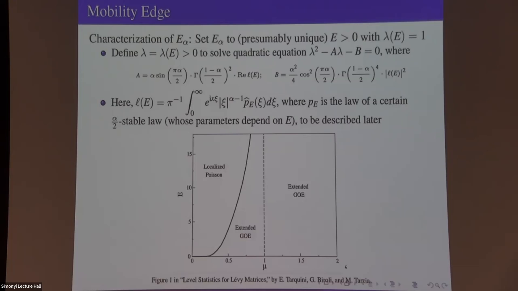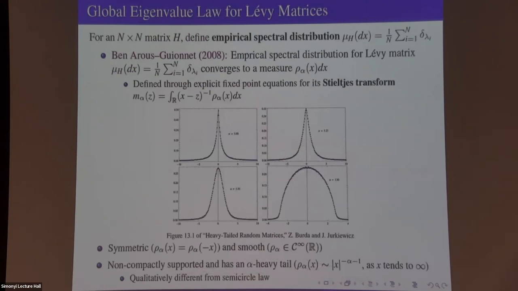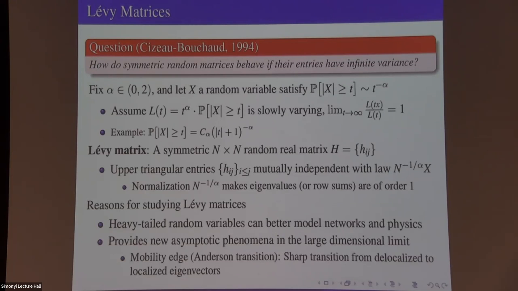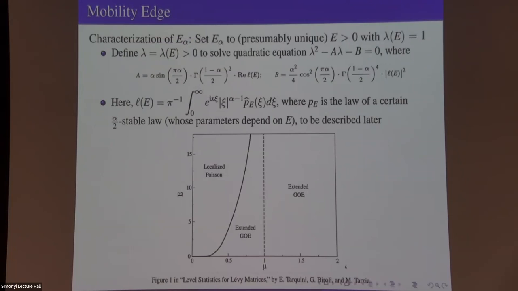So your comment was what again? I'm just surprised the bulk of the matrix entries isn't contributing anything, but I guess they're just getting scaled. It depends on alpha, is what you said. Yeah, it only depends on alpha, not on x. Okay, any further questions? Okay.